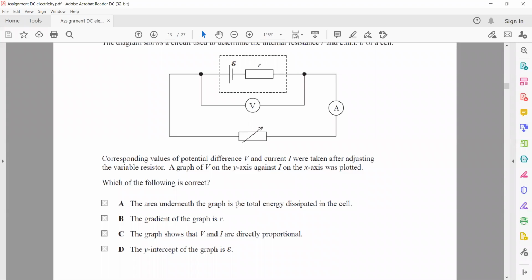The area underneath the graph is the total energy dissipated. That is not right, because area will be a product and that will be the power. The gradient of the graph is R. Gradient is not R, it is minus R. And the graph shows V and I are directly proportional. No, that will be a linear relation but not directly proportional, because as the terminal voltage is decreasing, the current is increasing. The y-intercept shows the EMF, that's true. So the y-intercept, the maximum value, is the EMF.